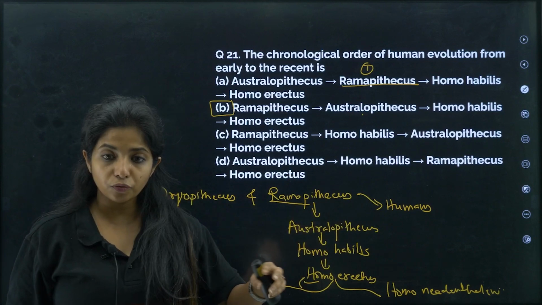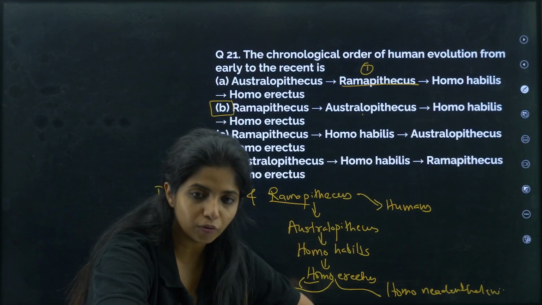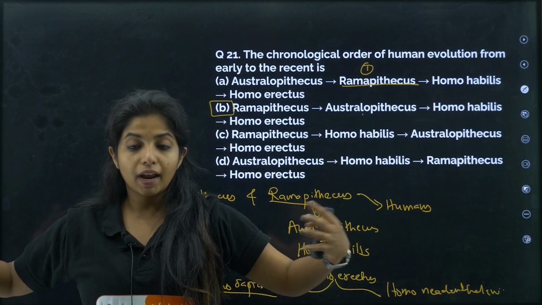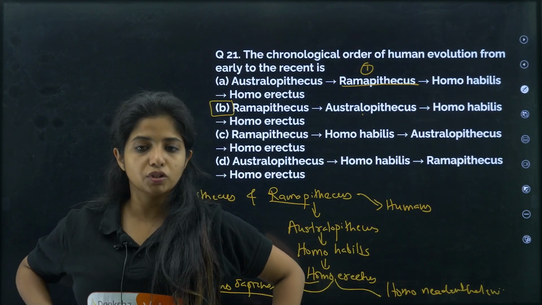Okay, Ramapithecus were using both their forelimbs and hind limbs for moving. They move like chimpanzees. Australopithecus, they kind of stopped using both their hands and legs. Instead, they started walking a bit. Okay, but it's not fully.